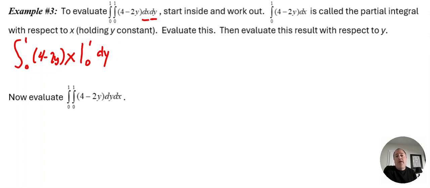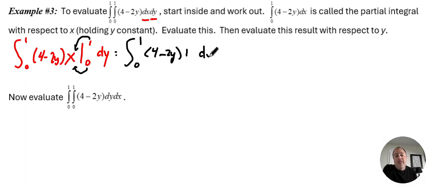So then what I want to acknowledge here is that we're just replacing the 1 and the 0 with the x, right? Because we just took the antiderivative with respect to x. So we're going to go ahead and write down 0 to 1 again. And so we're going to replace 1 here. So we got the 4 minus 2y to the first, and then minus 4 minus 2y, 0. So that's going to just go away. So we're basically just left with the integration from 0 to 1 of 4 minus 2y dy.